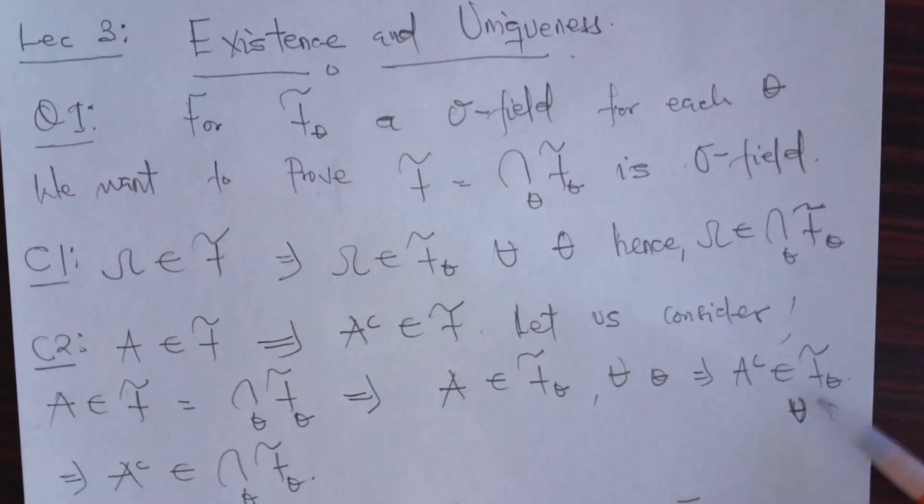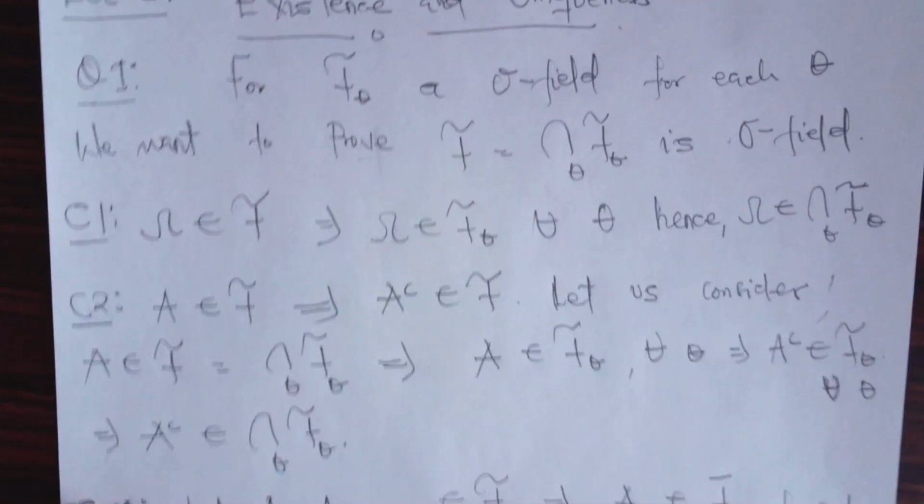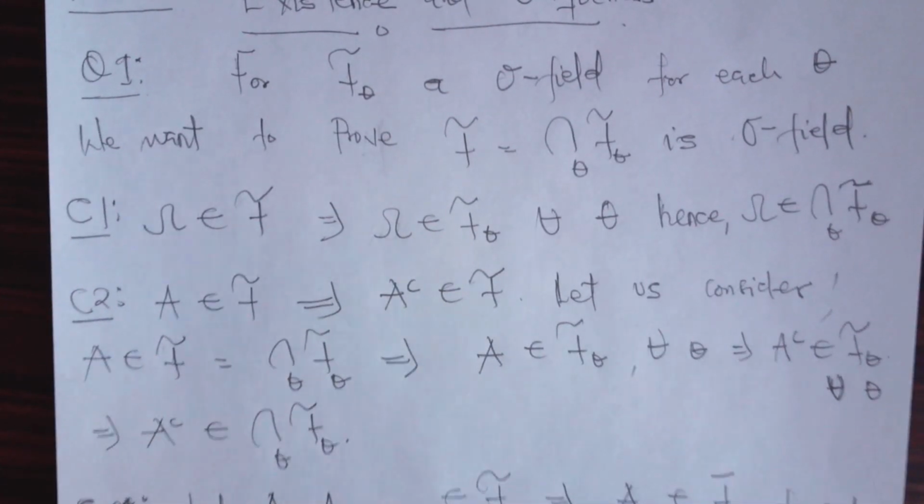And if A complement belongs to F theta for each theta, then it belongs to its intersection, because you're going to see A complement everywhere in F theta. So when you intersect it many times, you are going to see A complement there. Then it implies that condition 2 is also satisfied.